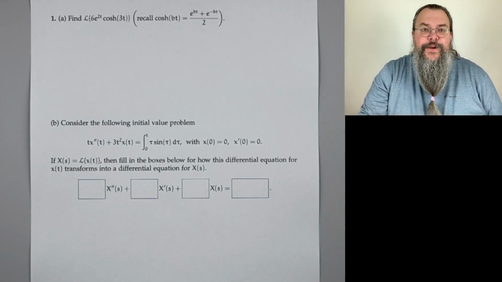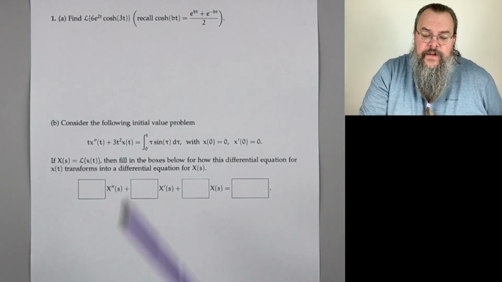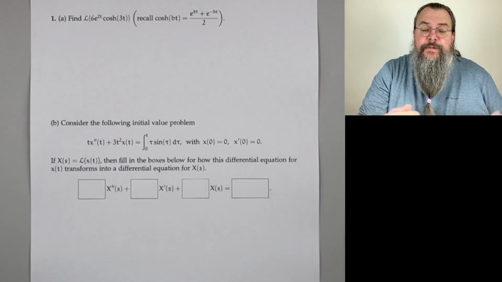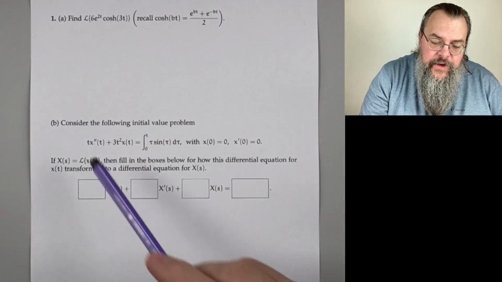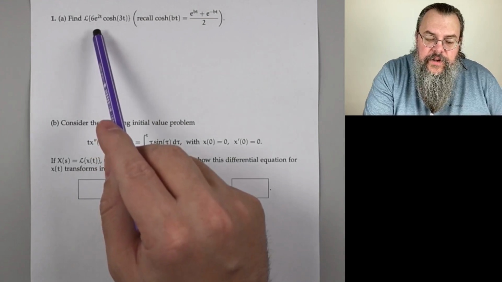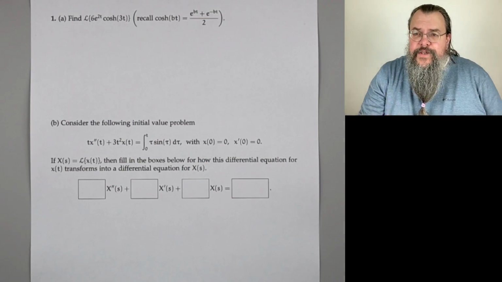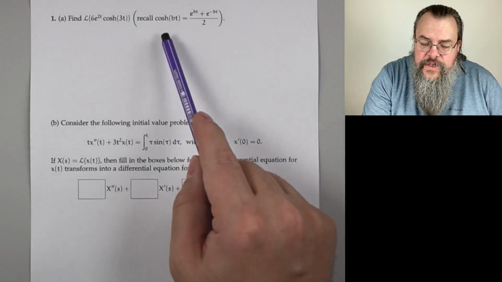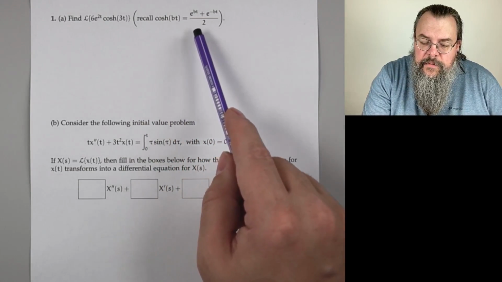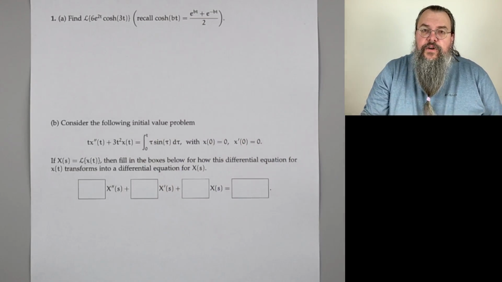Number 1. We're asked to find a few things, parts A and B. Let's start with part A. Find the Laplace transform of 6e to the 2t cosh 3t. Now you might say, well, what is cosh? Well, cosh is e to the bt plus e to the minus bt over 2.